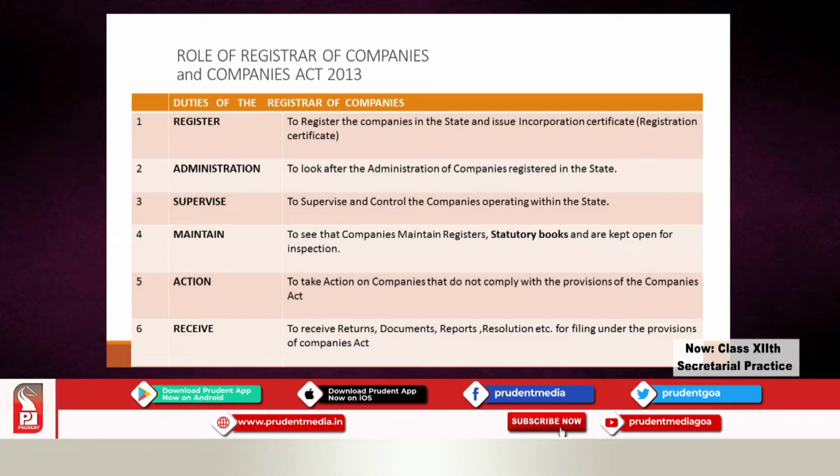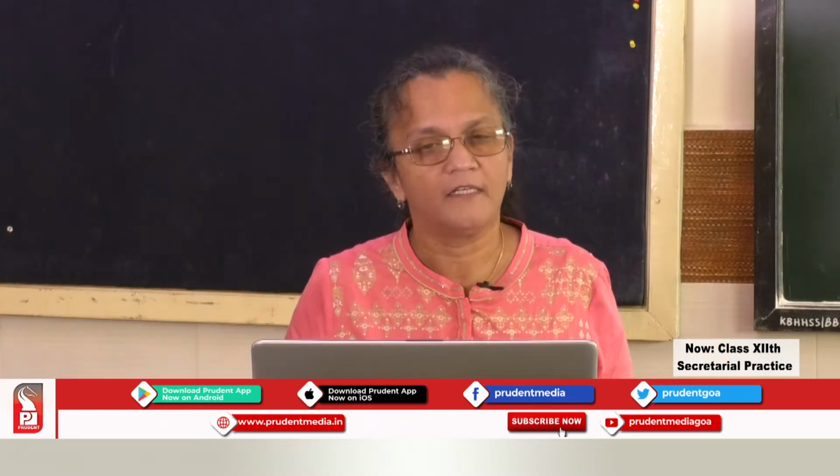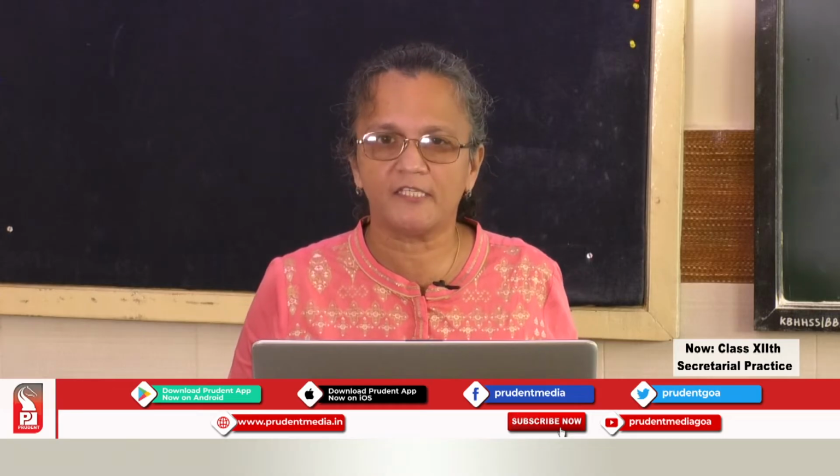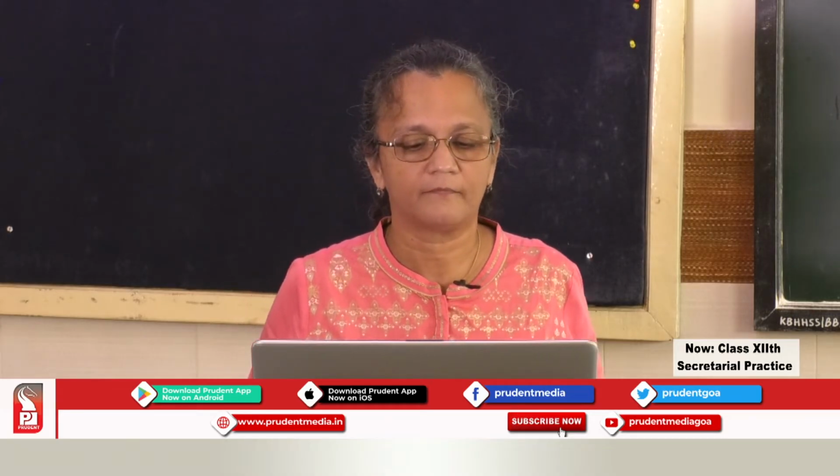And these duties I have placed in the form of a table, bringing to picture the main word which will help you explain the duties of the Registrar of Companies. Let's start. Duty number 1, register. To register the companies in the state and issue incorporation certificate. The certificate is also called registration certificate.